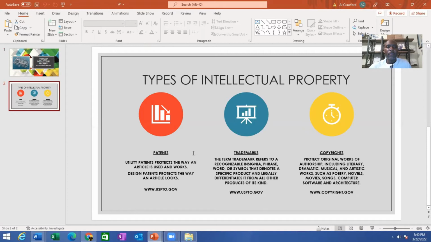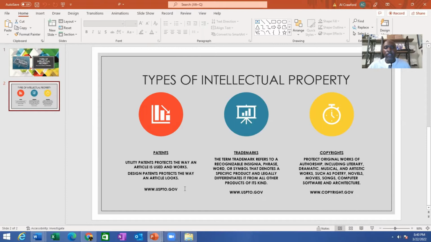And you can file your patent application at uspto.gov, or you can have a licensed patent attorney file on your behalf. But patents are one type of intellectual property. The next type of intellectual property is trademarks.